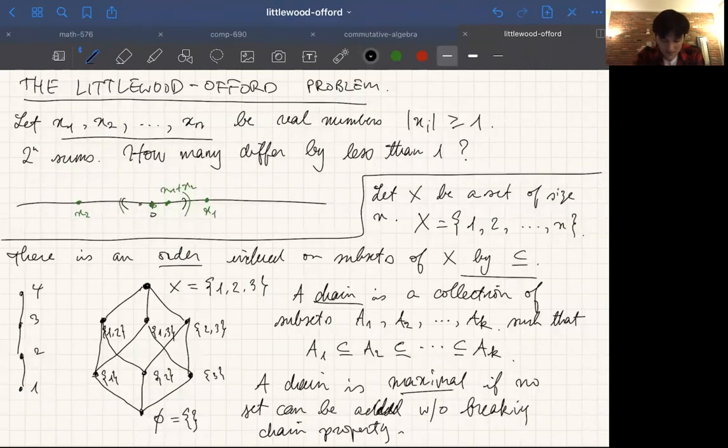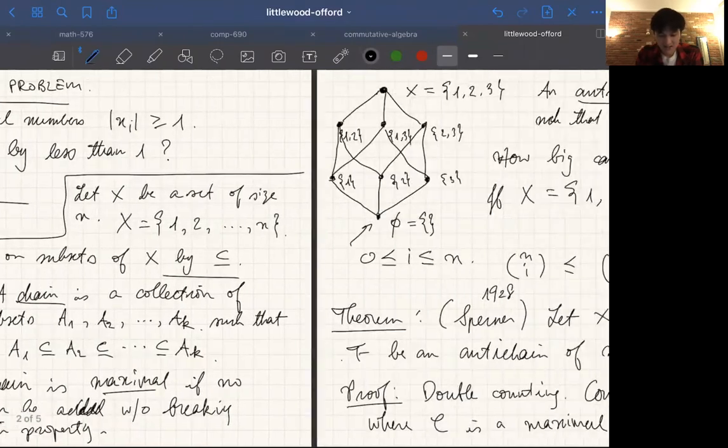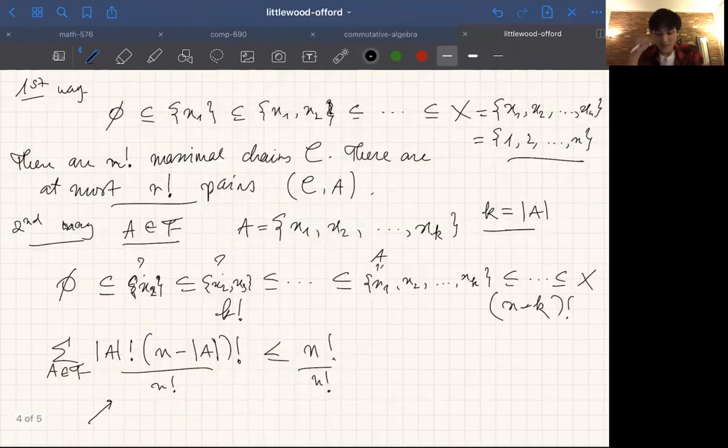Here we have real numbers on a real number line. We're subtracting things, and here we have sets and chains and antichains. How do we link the two problems?